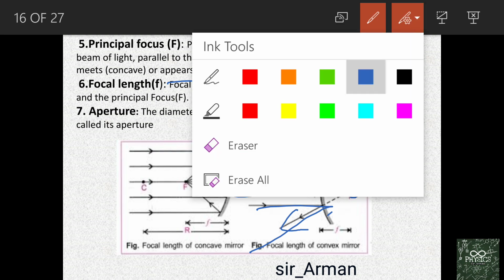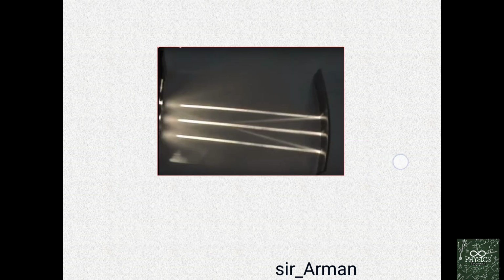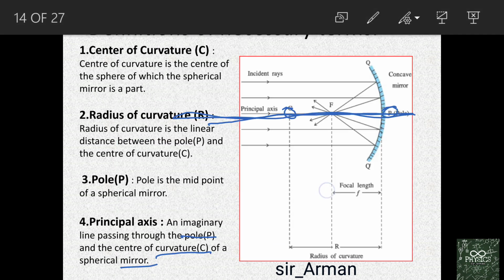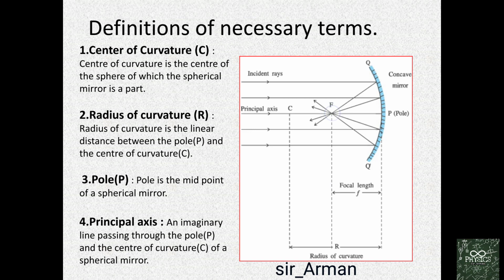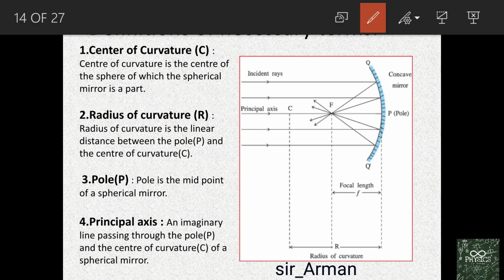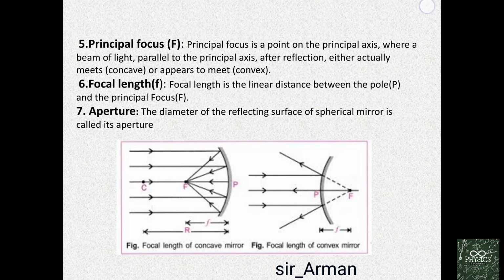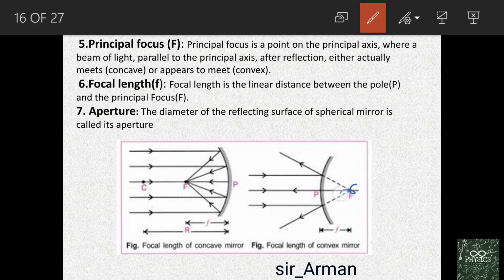And what is the focal length? Principal focus is a point and the focal length is a distance. So this is our principal focus and this is the pole. The distance between the pole and the principal focus is called the focal length. So here also in these two mirrors, this distance from the principal focus to the pole is called the focal length.